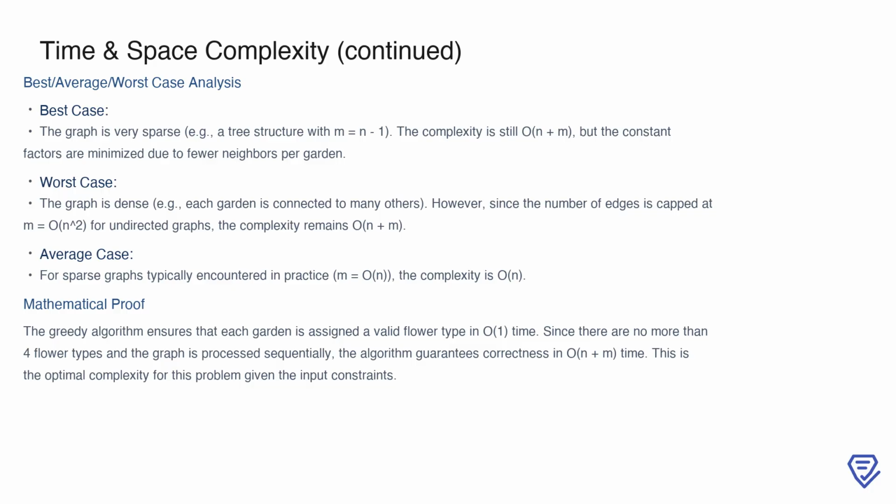However, since the number of edges in an undirected graph is capped at O(n squared), the time complexity still holds at O(n plus m). For the average case, which is typical in practice, the graph remains sparse with m proportional to n, so the time complexity is O(n). The correctness of the algorithm is guaranteed by the greedy approach, which assigns a valid flower type in constant time per garden. With only 4 flower types in sequential graph processing, the algorithm achieves optimal performance within the input constraints.